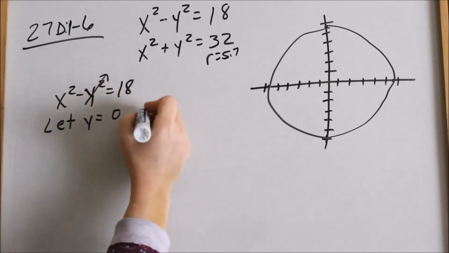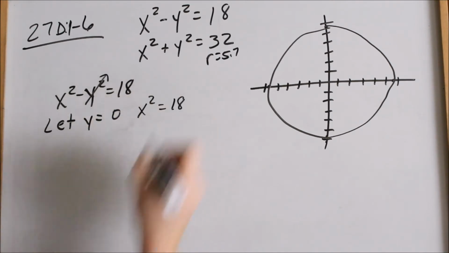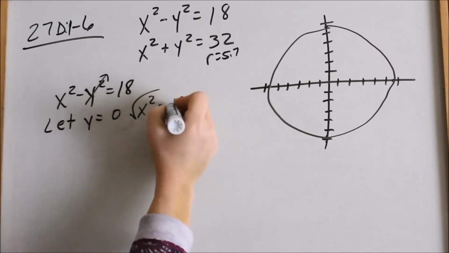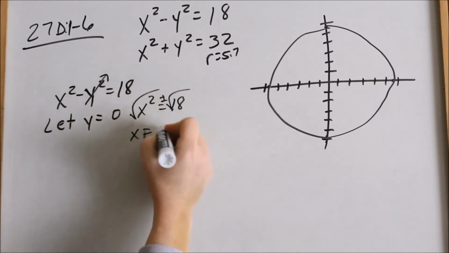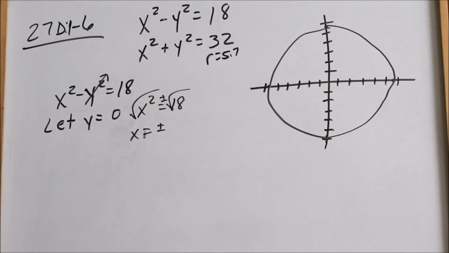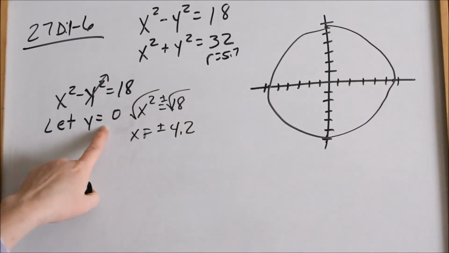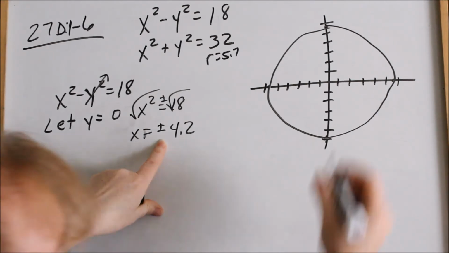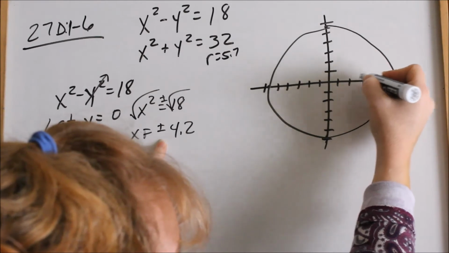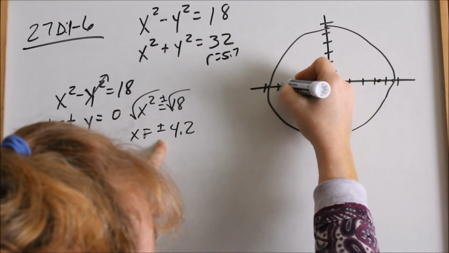So that term will go away, which means I have x squared equals 18. So solving for x, take the square root of both sides. So x equals plus or minus, and then turning that into a decimal, 4.2. So when y is 0, meaning you're not going up or down either way, you're on the x-axis, we're at plus or minus 4.2. So coming over to here, 1, 2, 3, 4, a little bit like that. 1, 2, 3, 4, somewhere here.